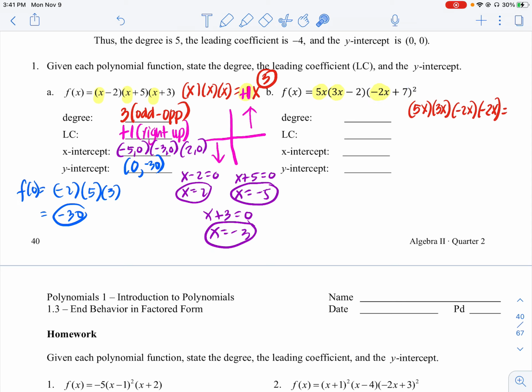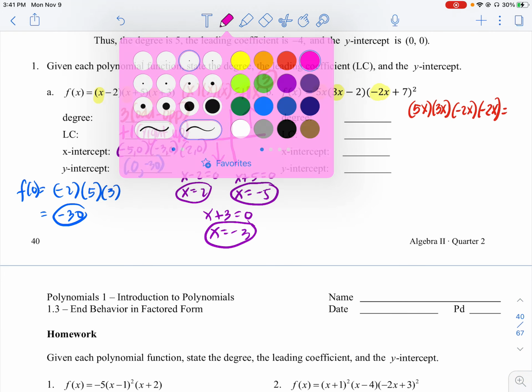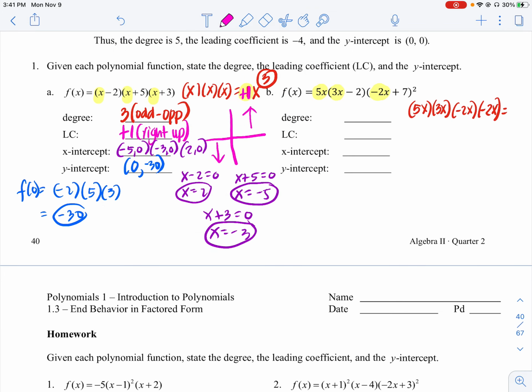Okay, let's multiply the number first. We have 5 times 3 times negative 2 times another negative 2. And that altogether would be positive 60. X to the power of, we have 1, 2, 3, and 4. That is x to the power of 4. So our degree is the exponent, which is a 4.